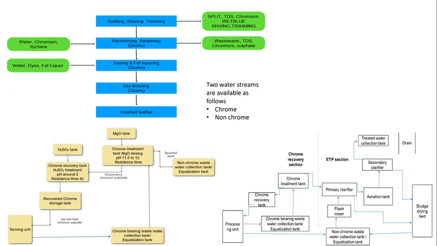So here chromium and syntans are used for re-chroming and re-tanning to ensure the complete conversion of the leather process. And then we use water, dyes, and fat liquor. Why do we use the water, dyes, and fat liquor here? In the dyeing and fat liquoring, the tensile strength of the leather is increased. Finally, we are drying our product, and the finished leather is the end product.